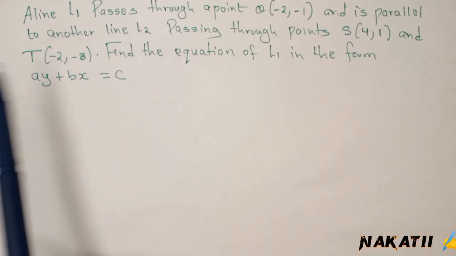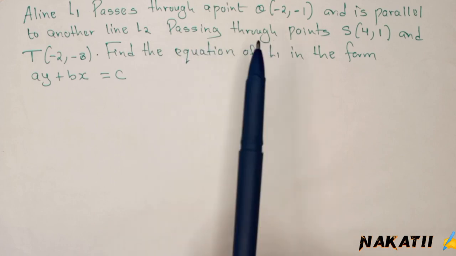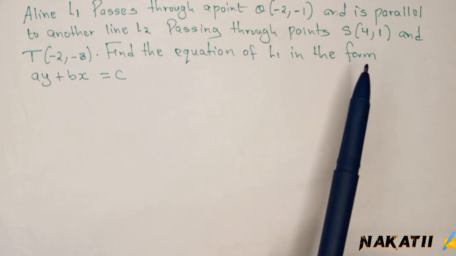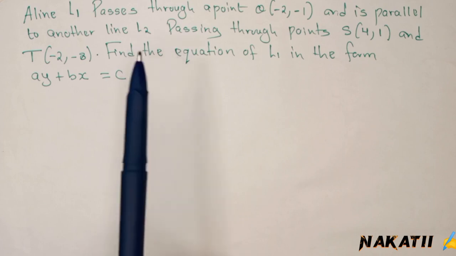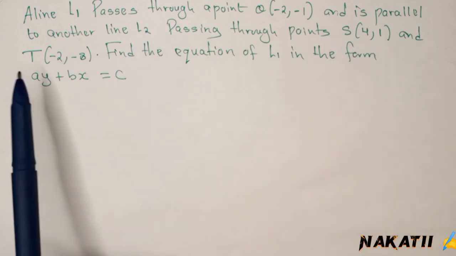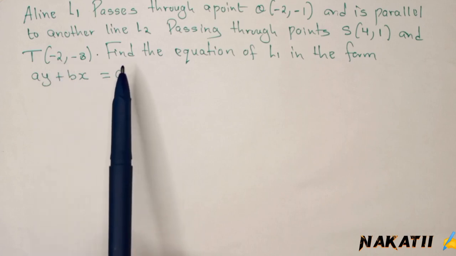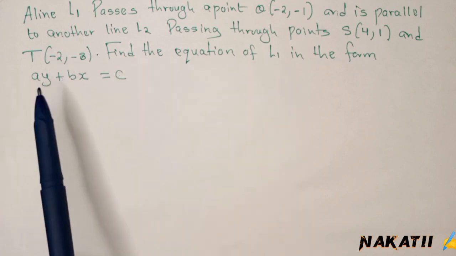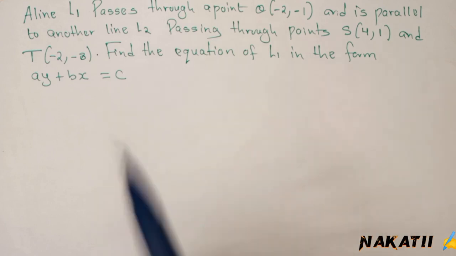So it says a line L1 passes through a point Q, (-2, -1) and is parallel to another line L2 passing through points S, which is (4, 1), and T, which is (-2, -8). Find the equation of L1 in the form ay + bx = c.